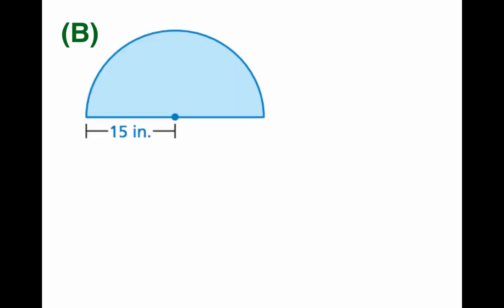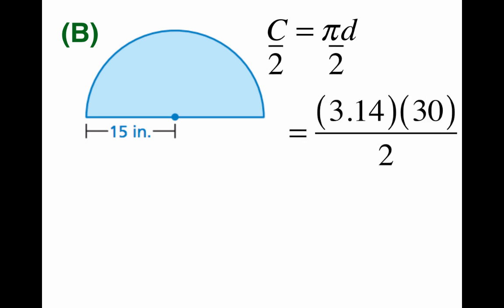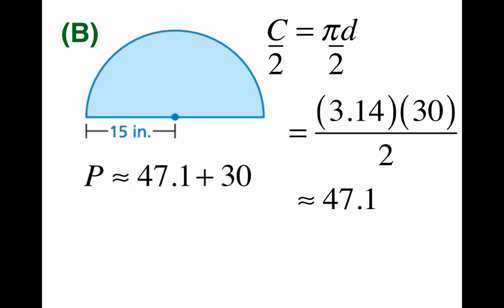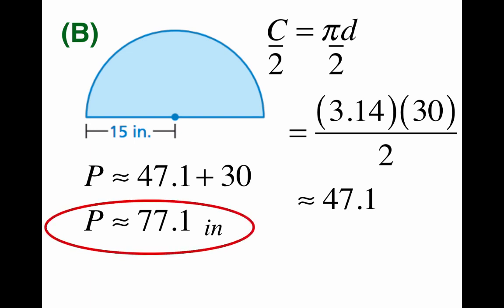For B, you have a 15-inch radius, which means when you do your pi times d, you're going to do 3.14 times 30 because 15 and 15 make 30. And you'll divide it by 2 and get 47.1. Now you got to add that on to your diameter of 30. So 47.1 plus 30 is 77.1 inches around this object. So that should be your solution.